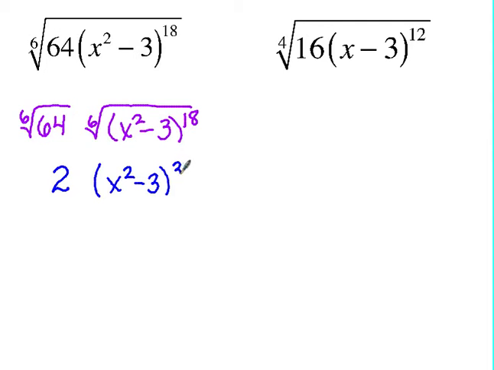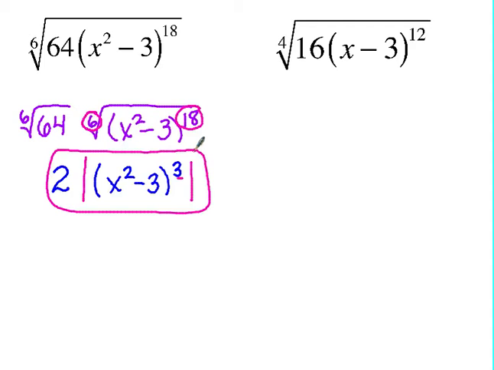To the third power because we're taking the sixth root of 18. So now we need to look. I have even, odd, which means this needs to have an absolute value sign. Even, odd means it needs to have an absolute value. So on this next one, I want you to go ahead and try that real quick.